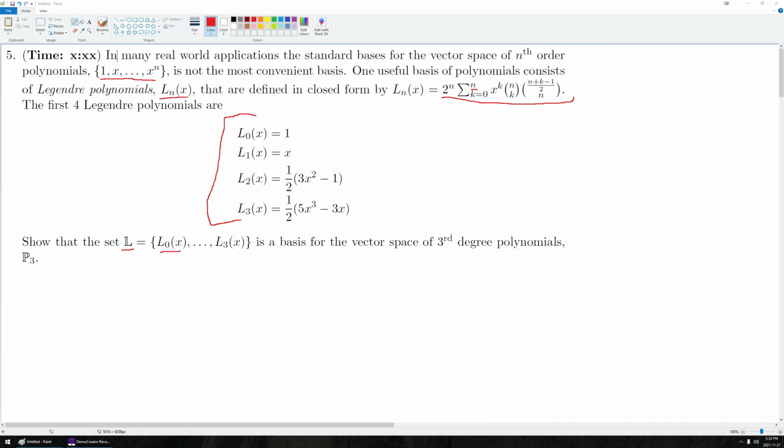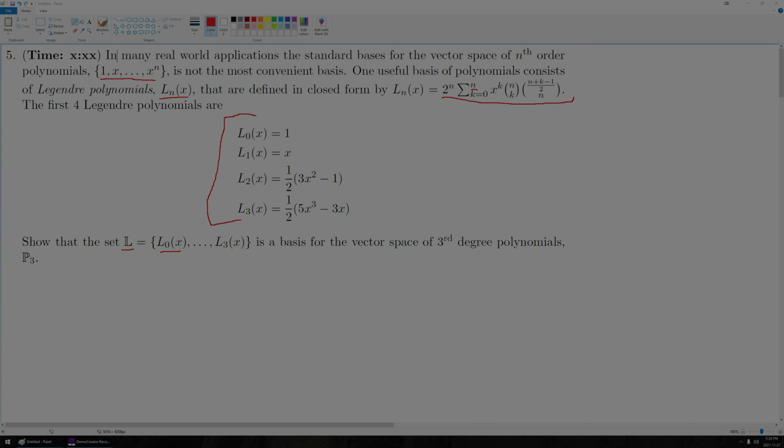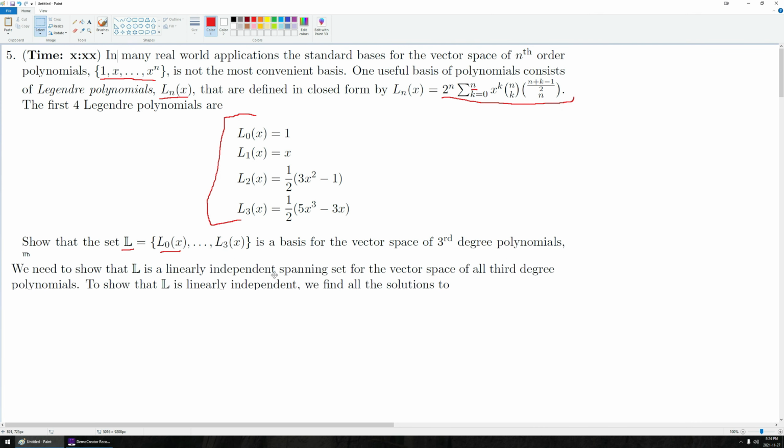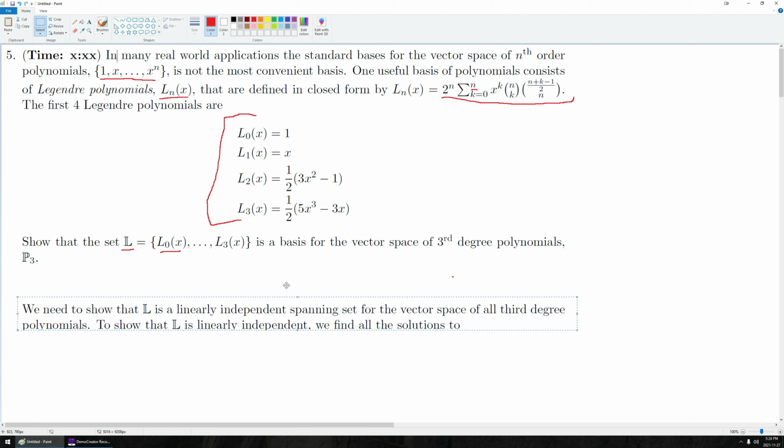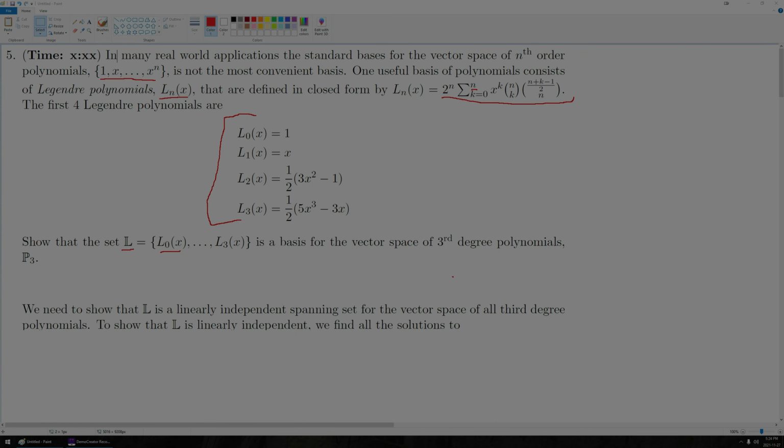Okay, so if I want to show that something is a basis for a vector space, just because it's an abstract vector space, it doesn't really change the process. So the first thing I need to do is show that L is a linearly independent spanning set for P sub 3. So to show it's a basis, it's still a linearly independent spanning set. Okay, so here let's just show that it's a linearly independent set first. So to show that L is a linearly independent set, I need to find solutions to an arbitrary linear combination of the basis elements being equal to 0.